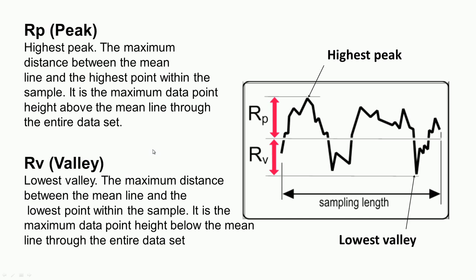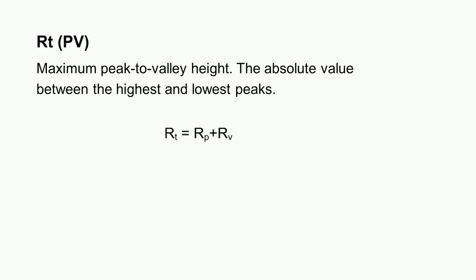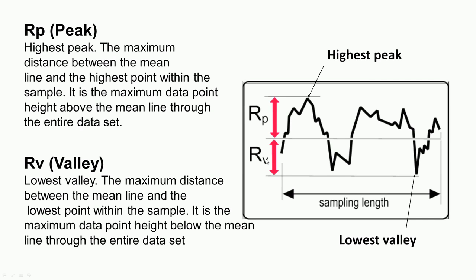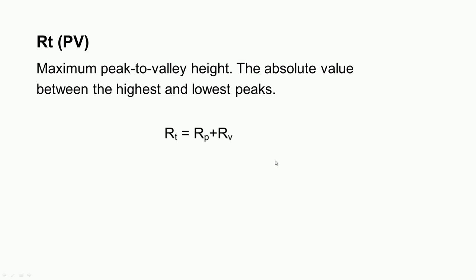Now coming to the next parameter, this is RP. This is the highest peak, the maximum distance between the center line and the highest peak is termed as RP within the given sampling length. Also, the distance between the center line and the lowest valley is known as RV value. And then RT, this is maximum peak to valley height, the absolute value between the highest and the lowest peaks. So RT is equal to RP plus RV. When we add these two, we get RT value.